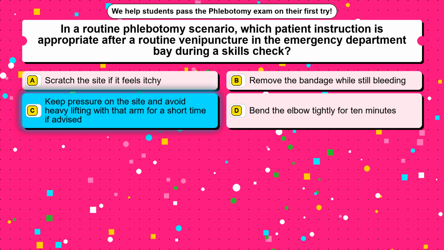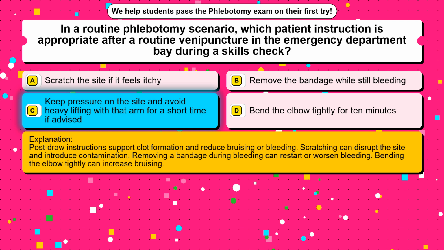The correct answer is option C. Keep pressure on the site and avoid heavy lifting with that arm for a short time if advised. Post-draw instructions support clot formation and reduce bruising or bleeding. Scratching can disrupt the site and introduce contamination. Removing a bandage during bleeding can restart or worsen bleeding. Bending the elbow tightly can increase bruising.